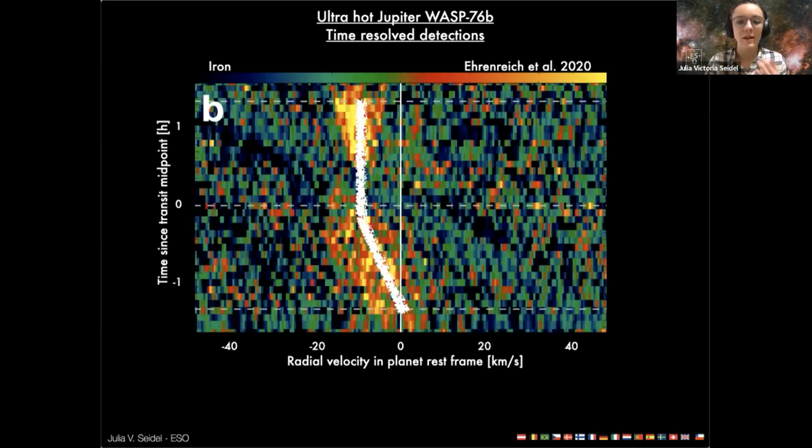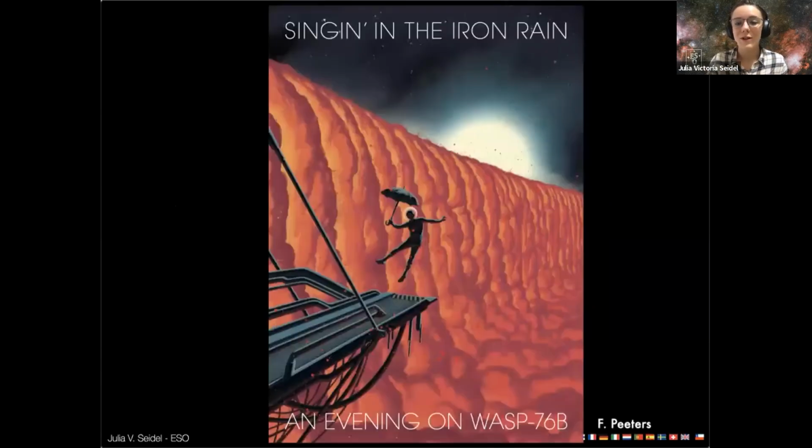And that was quite a popular paper that David Ehrenreich published there. And the conclusion was that it's raining iron on WASP 76b because the iron is moved from the hot side to the cold side. And at the terminator, when it switches from the hot to the cool side, it will condense, creating something quite similar to rain.